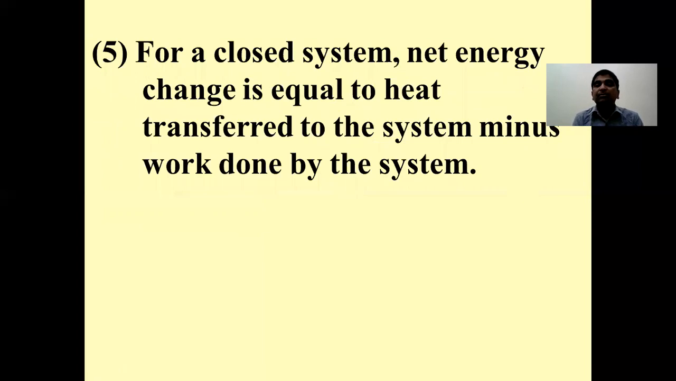Now the next form of statement is that for a closed system, the net energy change is equal to heat transferred to the system minus work done by the system. This statement will be more clear in the next slide when we consider the mathematical form of the first law of thermodynamics. So for a closed system, what is the net energy change? That net energy change is equal to the heat transfer to the system minus work done by the system.